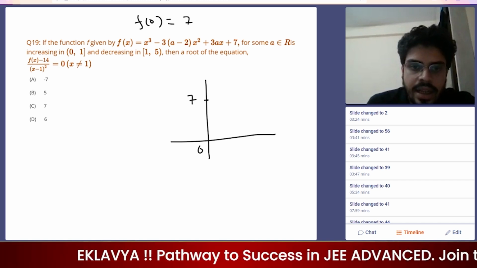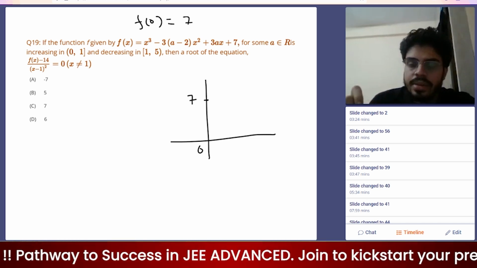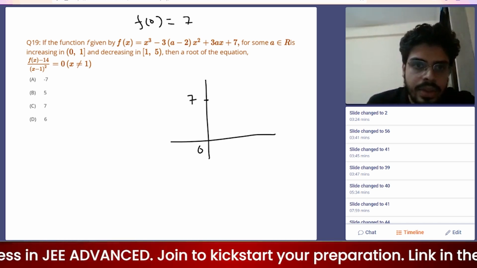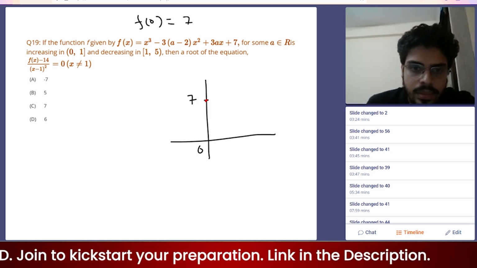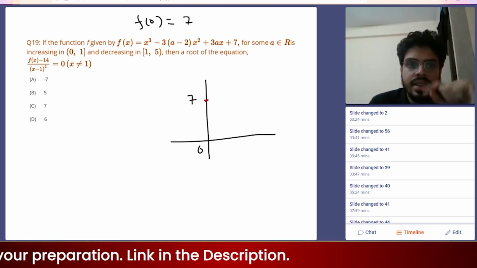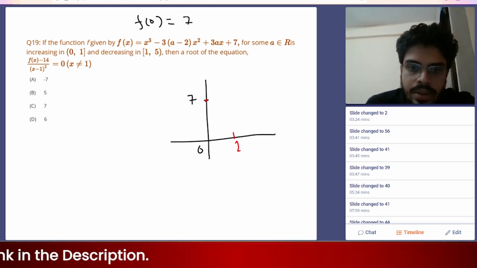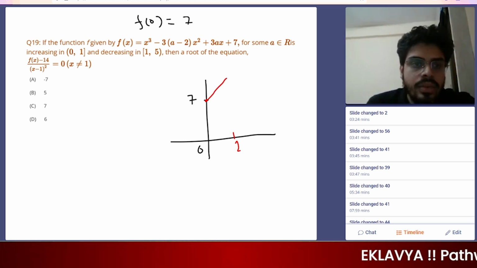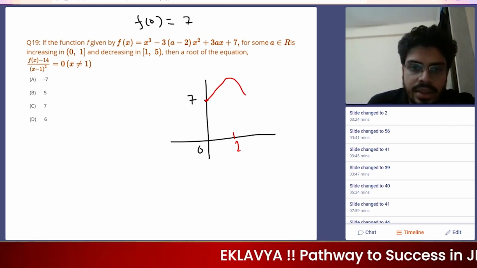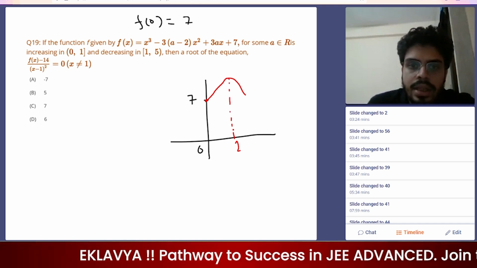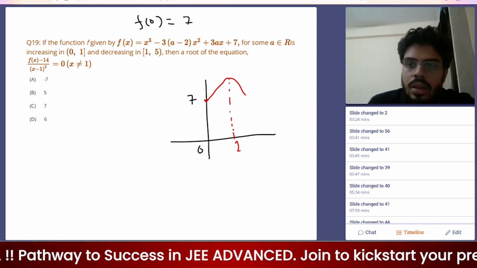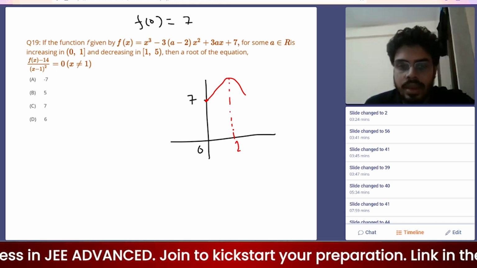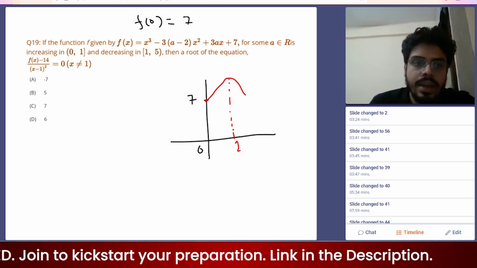At x equal to 0, the function is at this point. Now it is increasing in 0 to 1, so we'll go up from 0 to 1, go up. And then from 1 to 5 it is decreasing. Okay, so it means that x equal to 1 is a local maximum. x equal to 1 will be a local maximum.